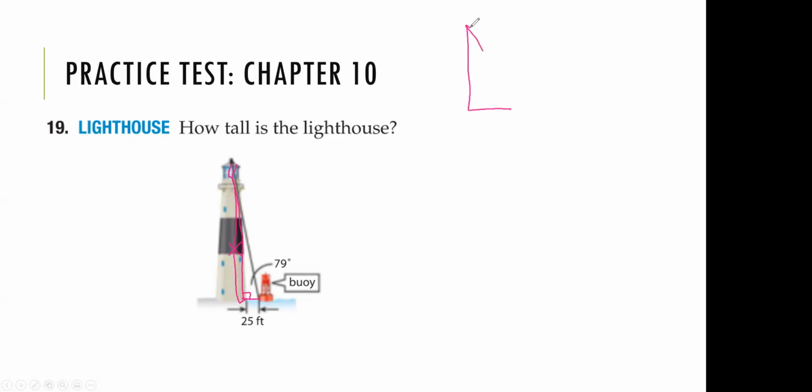So it's really hard to see on that diagram. So I'm just going to do it over here. We're looking for this side. We know this is 79 degrees, and then here is 25 feet. Okay. So we have the opposite over adjacent, okay, of this angle here. Okay, so opposite over adjacent, okay, and that is going to be tangent.